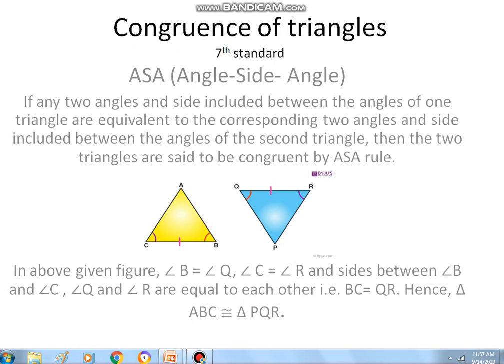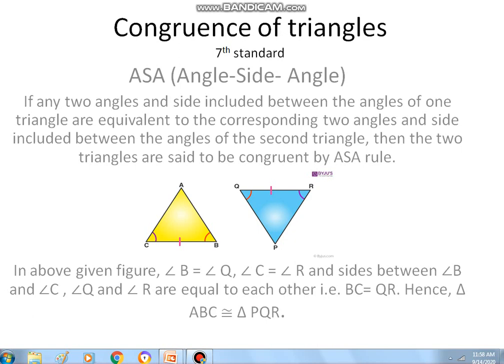What do we mean by ASA congruency? If any two angles and the side included between the angles of one triangle are equivalent to the corresponding two angles and side included between the angles of the second triangle, then the two triangles are said to be congruent by ASA rule. Here we have to consider two triangles ABC and PQR.